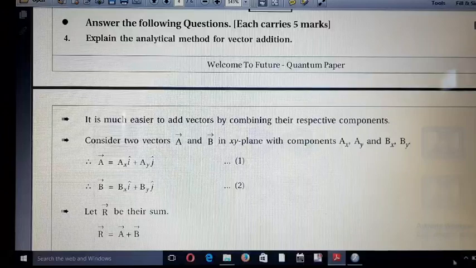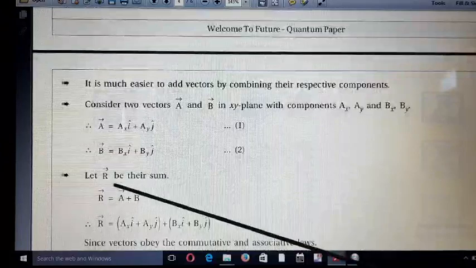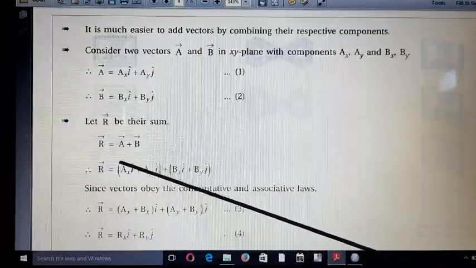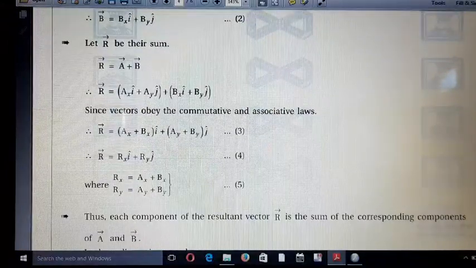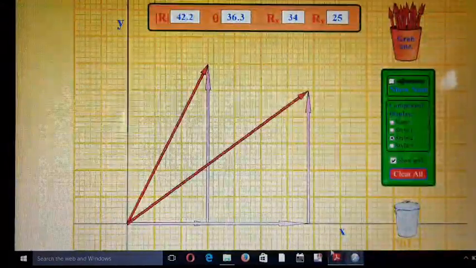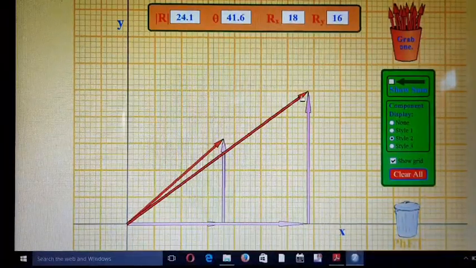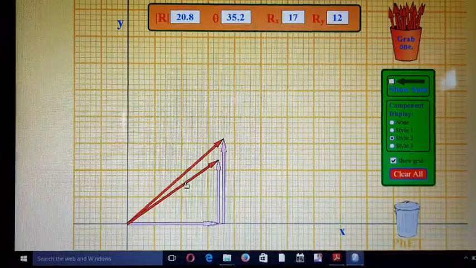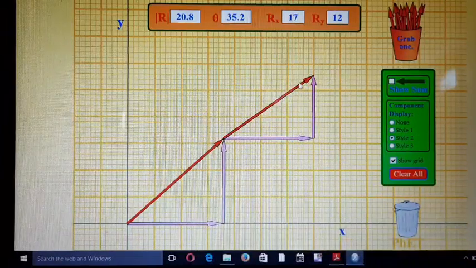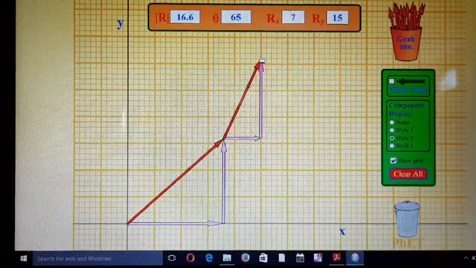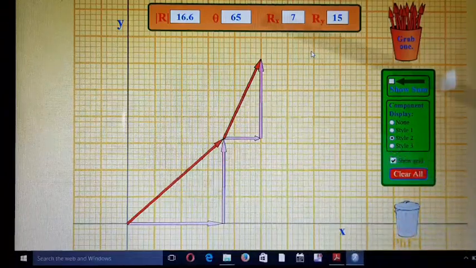Now let R be that sum, means vector R is equal to A plus B. So friends, look here, again we change its magnitude. Look here, this is vector A and this is vector B, but the tail of vector B is put on the head of vector A. So this is vector A and this is vector B.